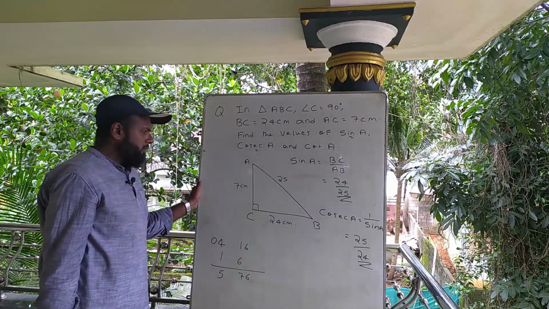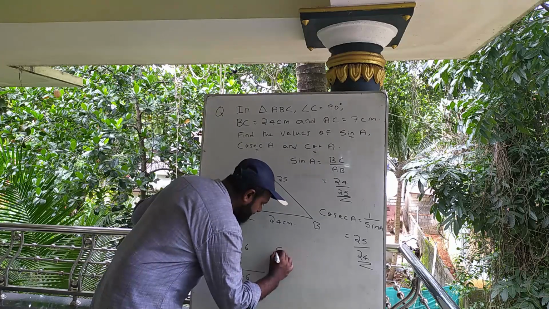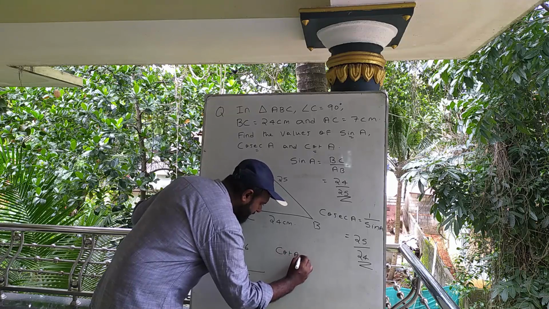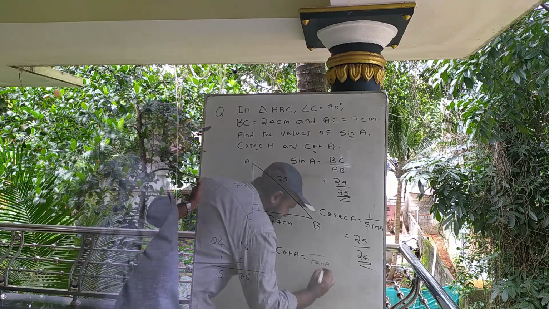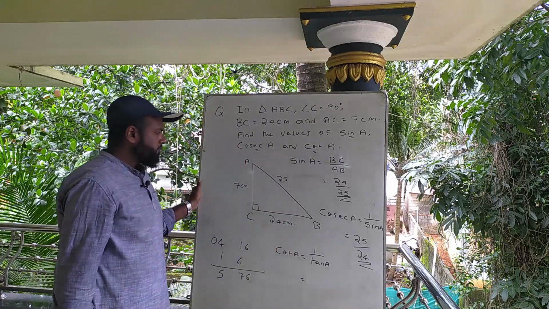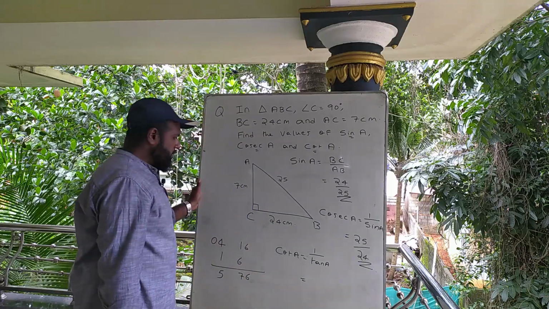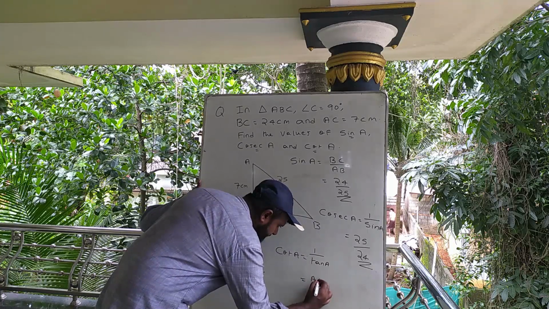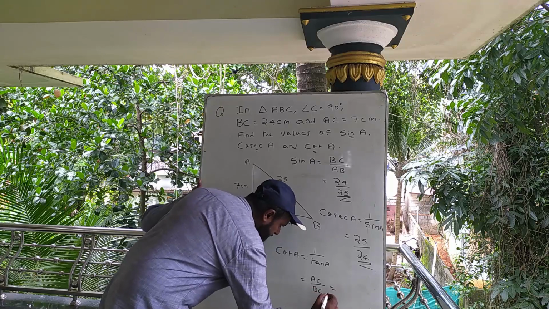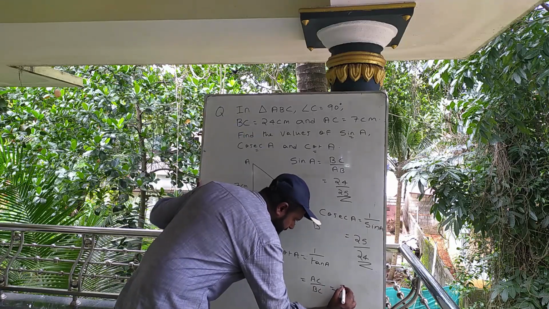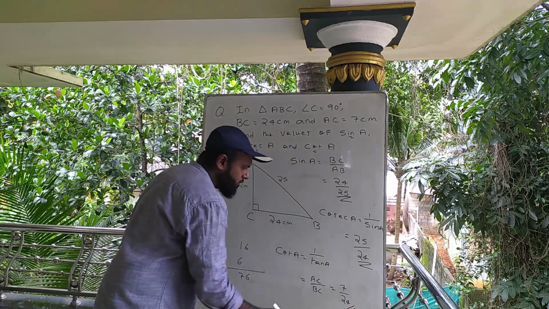We can find what is cot A. Cot A equal to 1 by tan A, or equal to adjacent side by opposite side, that is equal to AC by BC, equal to, what is AC here? 7 divided by 24. So cot A equal to 7 by 24.